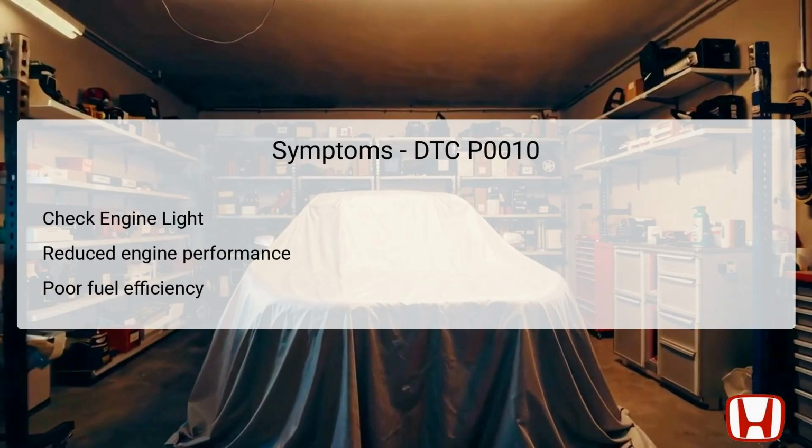The symptoms associated with DTC P0010 can significantly affect the vehicle's operation. One of the most common indicators is the illumination of the check engine light on the dashboard. This warning light serves as a prompt for the driver to investigate the issue further. Another symptom is reduced engine performance, which may feel like sluggish acceleration or overall lack of power. Additionally, drivers may notice poor fuel efficiency, as the engine's ability to optimize fuel usage is compromised.